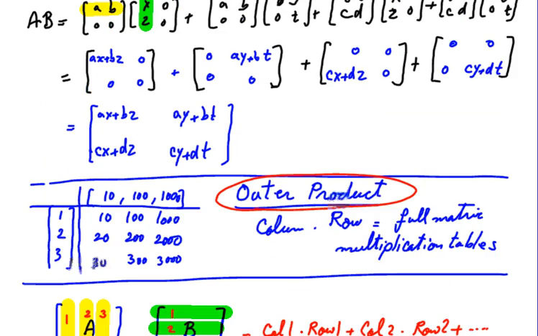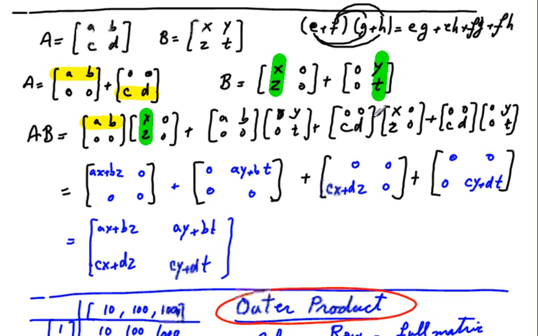Unlike the previous style. In the previous style, you had to take care of everybody. Everybody was making a contribution. There was somebody here, somebody here, somebody here, somebody here. There were no matrices that were entirely zeros.